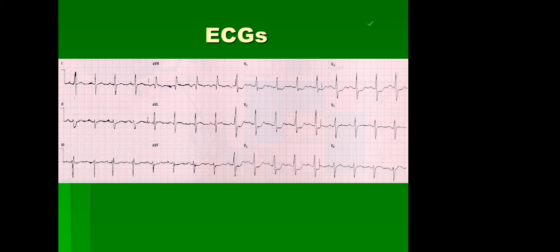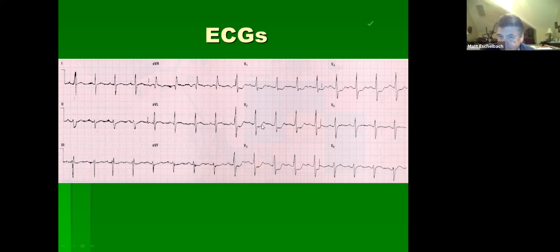2, 3, AVF also look pretty normal. Okay. V1, V2, some ST depression. And same with V3, V4. Yeah, I don't know what this could be. All right. You're really, really close. Let's look at V2 and V3 again.